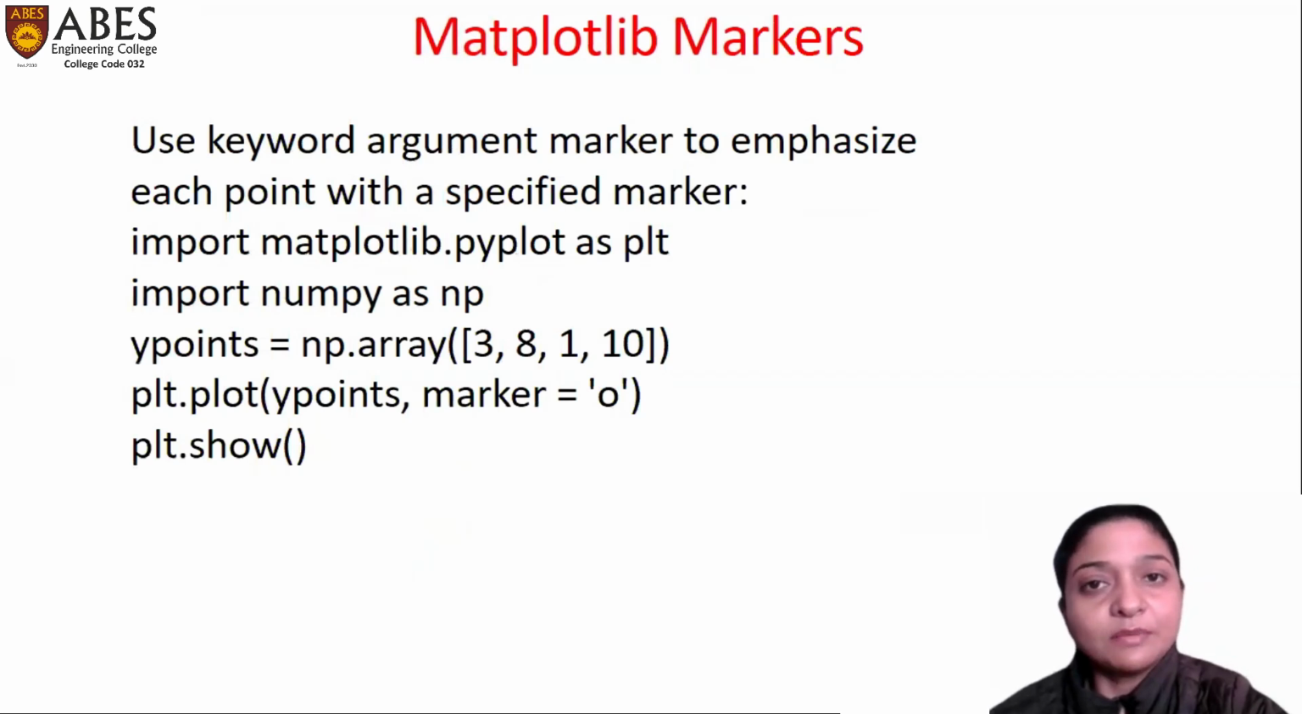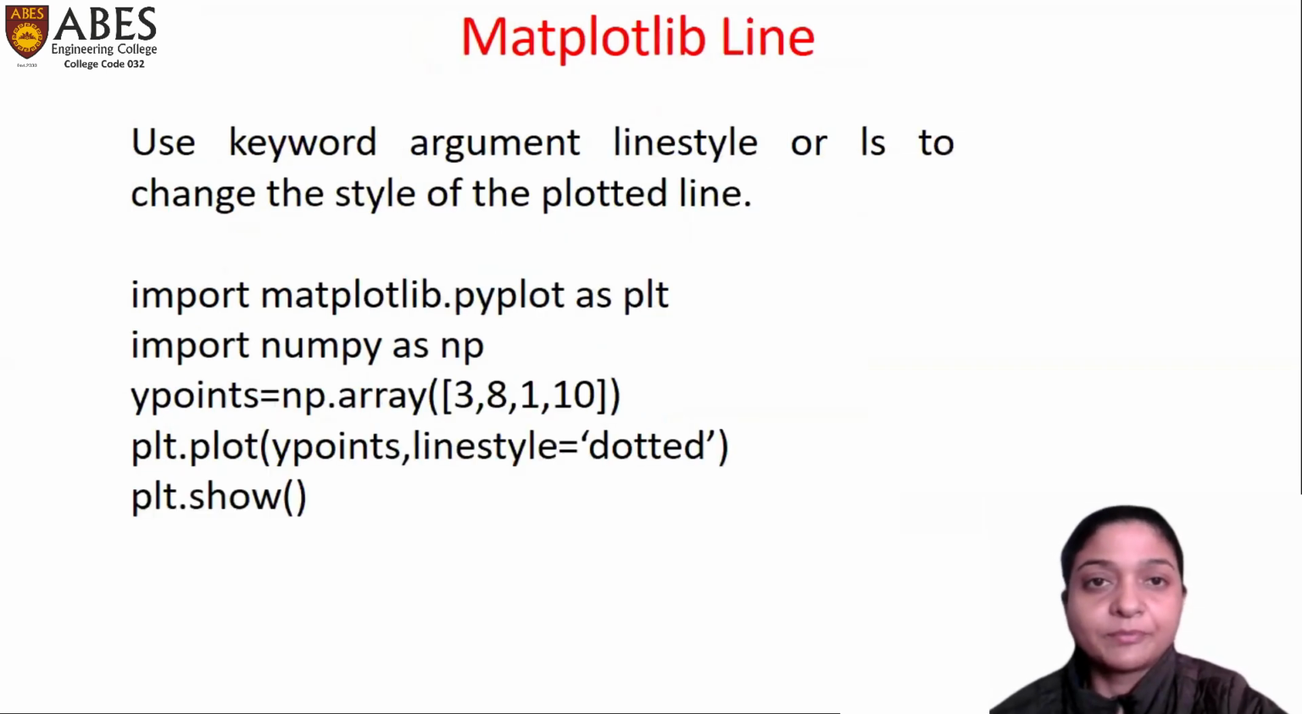Next is Matplotlib markers. Use the keyword argument marker to emphasize each point with a specified marker. y points equals np.array. These are the data points. plt.plot y points, comma, marker equals o, which will be denoted at the y points on the y-axis. plt.show will give the resultant output.